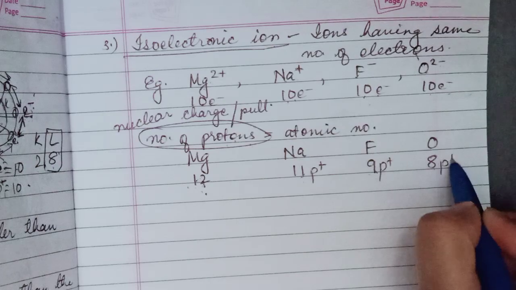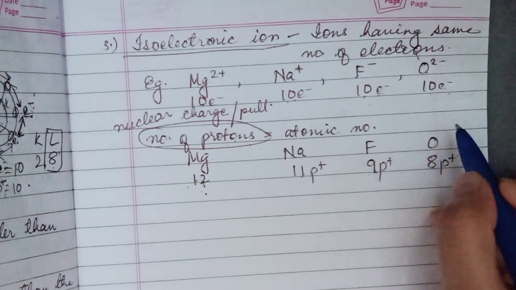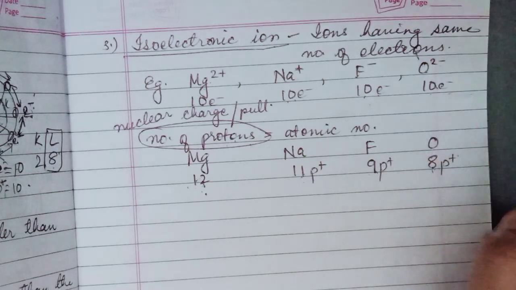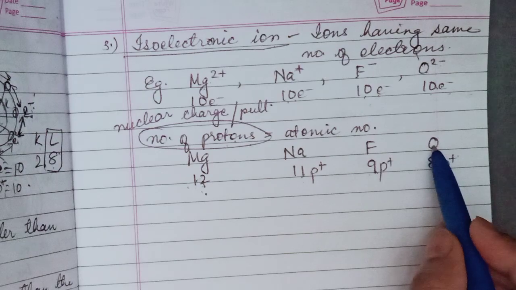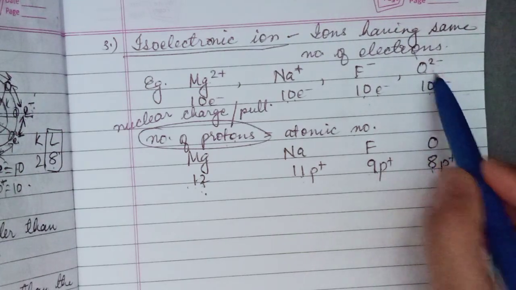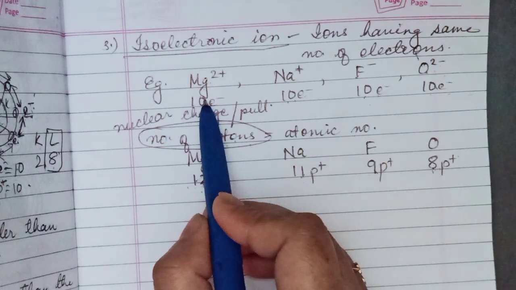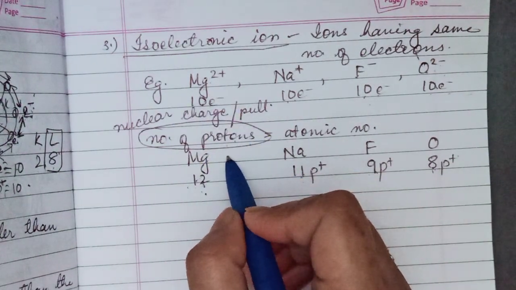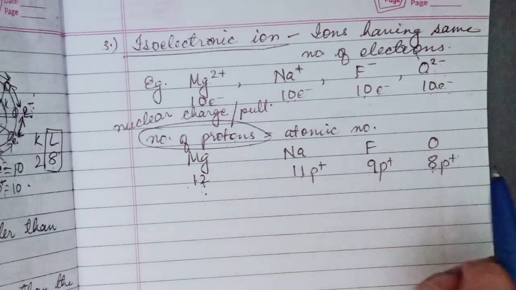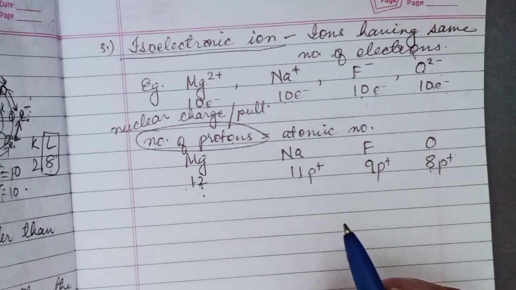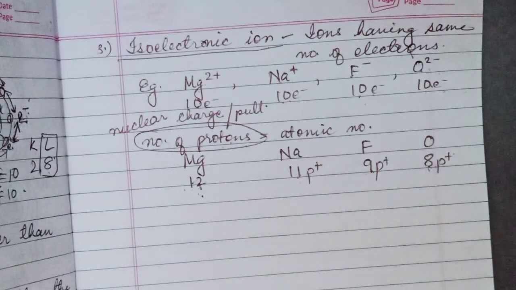Here the number of protons is 8 and 8 protons have to attract 10 electrons toward themselves, so it is very difficult. That's why the size of the oxygen ion is biggest and the size of the magnesium ion is smallest. So you can say that the size of an ion depends on nuclear pull, or the number of protons.